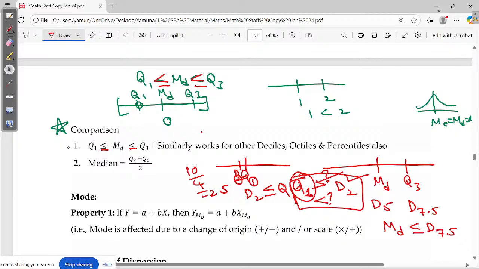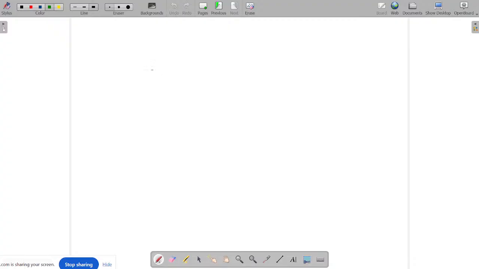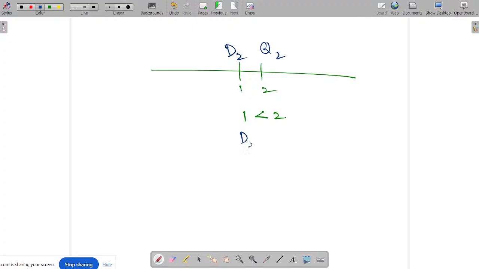Okay. Are you able to manage this one? No. Okay. I have a line. Tell me, is 1 bigger or 2 bigger? 2 is bigger. How do you write it mathematically? 1 less than 2. Now I'm saying that this is quartile 2 and this is decile 2. Which means what? D2 is less than Q2.